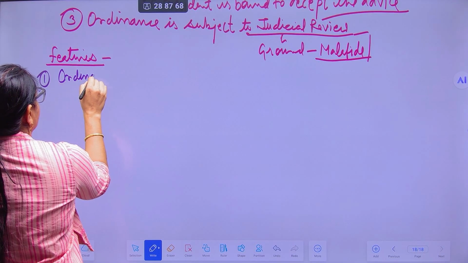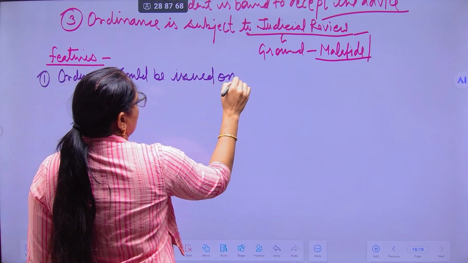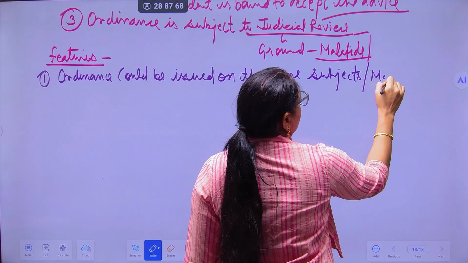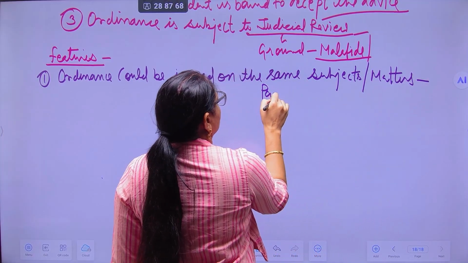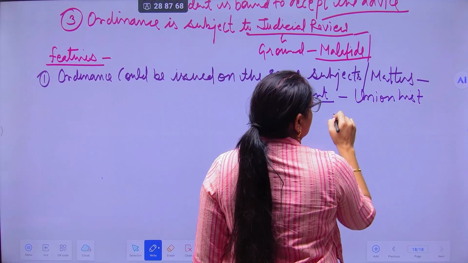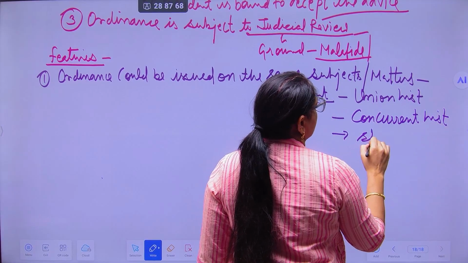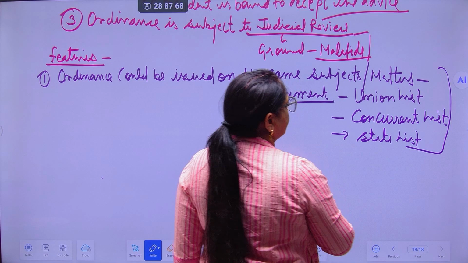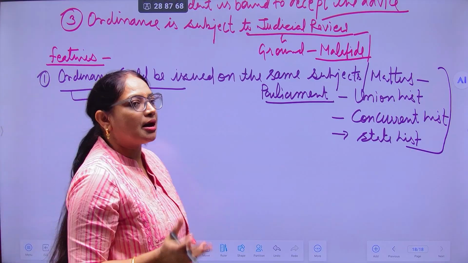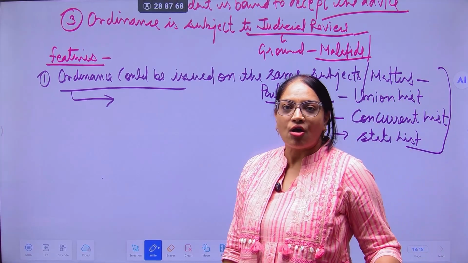Ordinance could be issued on the same subjects or matters on which parliament can make laws, right? For example, the union list and the concurrent list, and in certain situations, it could be in the state list as well. Got it? But the most important point you will keep in your mind is that ordinance making power is not a parallel power of parliament, because there are again certain limitations on the ordinance issuance.